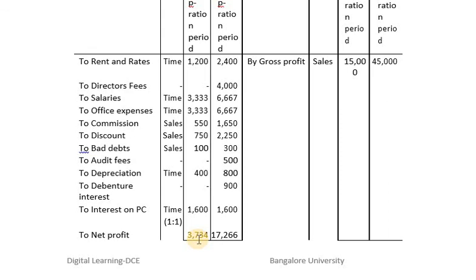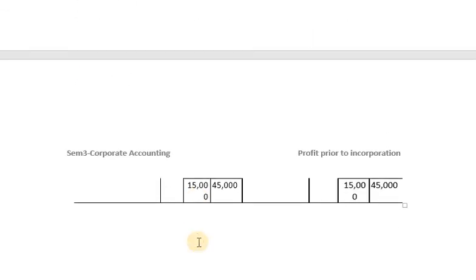Pre-incorporation profit cannot be utilized for payment of dividend to shareholders because shareholders are in no way concerned with pre-incorporation profit.